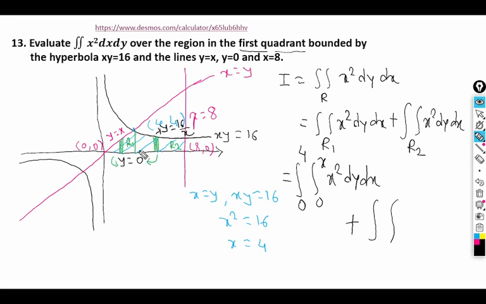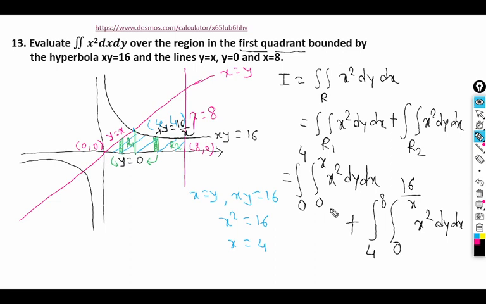Plus the double integral on region R2. On R2, x starts from 4 and goes to 8. So the outer limits are 4 to 8, while for the inner limit, y's lower end touches y equal to 0 and the upper end 16 by x, with x square dy dx. Now the only thing left is to integrate it one by one. First we integrate with y. So the integral of dy will become y, and we put upper limit minus lower limit. So it's a very simple integration.